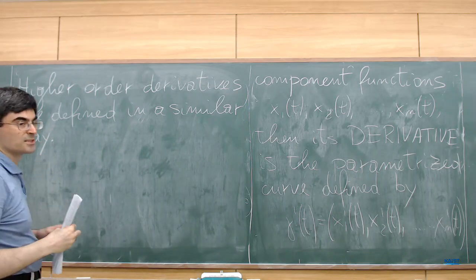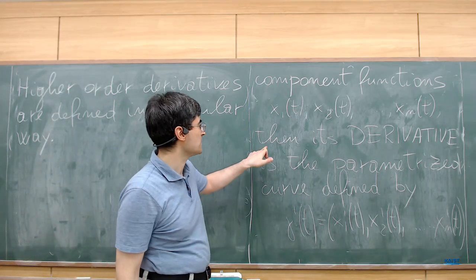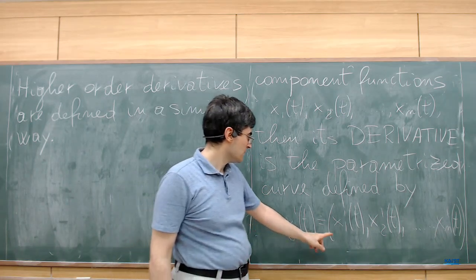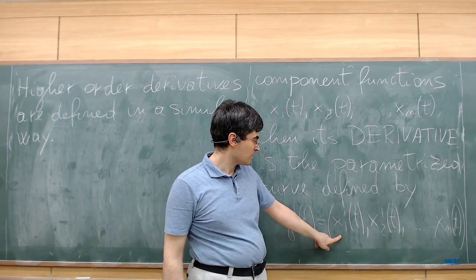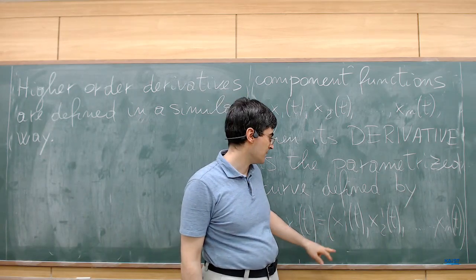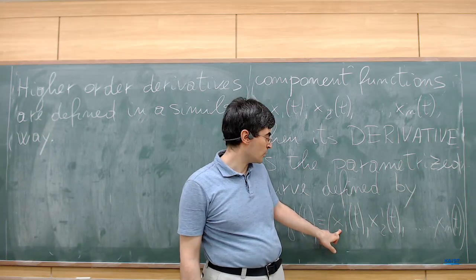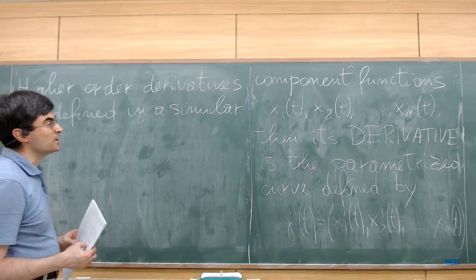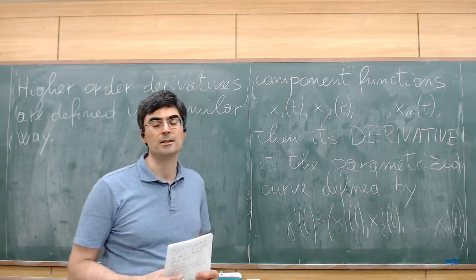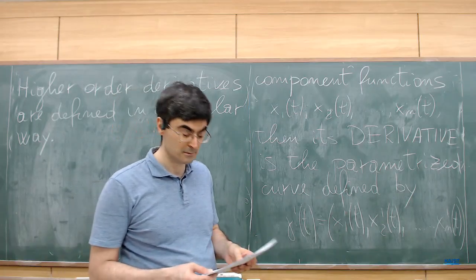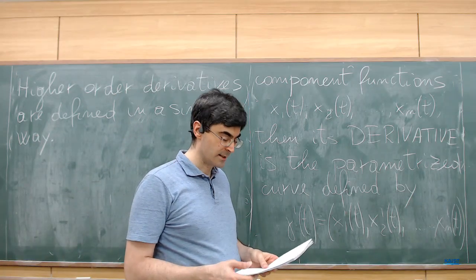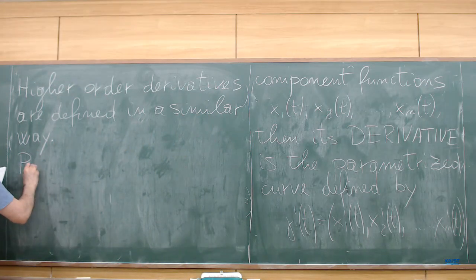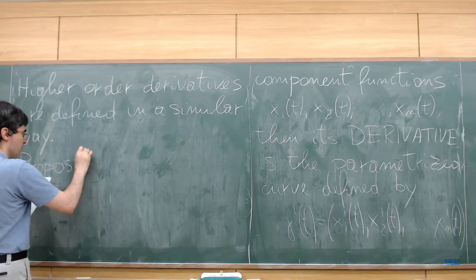So this definition says two things. The first one is that the derivative of a curve is a curve, and the component functions of the derivative of a curve are the derivatives of the component functions of the original curve. In order to present the geometric interpretation of the derivative of a curve, I will give you an equivalent definition which is contained in this proposition.